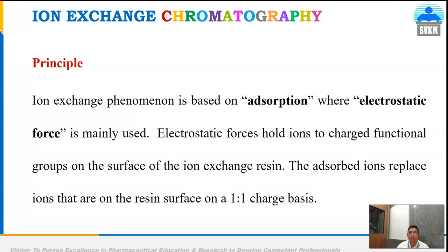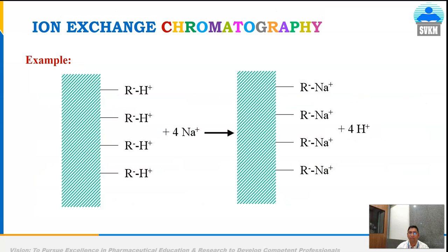Principle. Ion exchange phenomenon is based on adsorption, where electrostatic force is the predominant force used. Electrostatic force holds the ion to the charged functional group on the surface of the ion exchange resin. The adsorbed ion replaces those that are on the resin surface on a 1:1 charge basis. Let us take an example here. In this present example, sodium ion is going to replace these hydrogen ions.